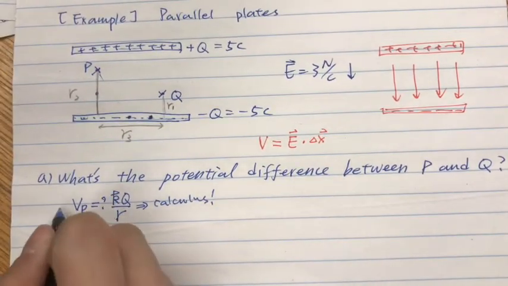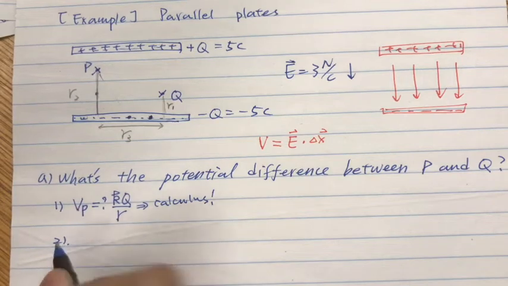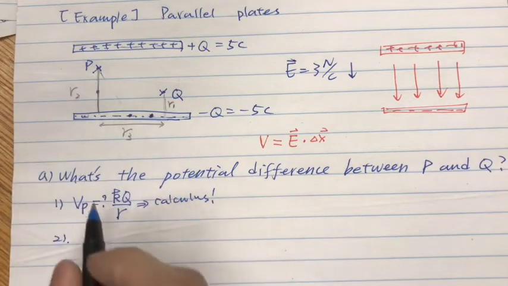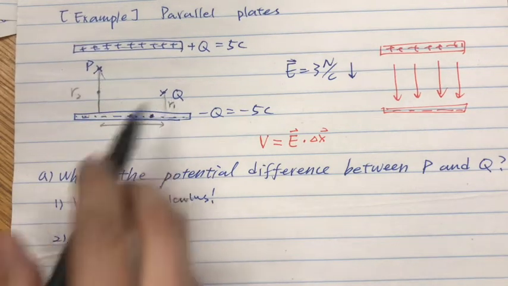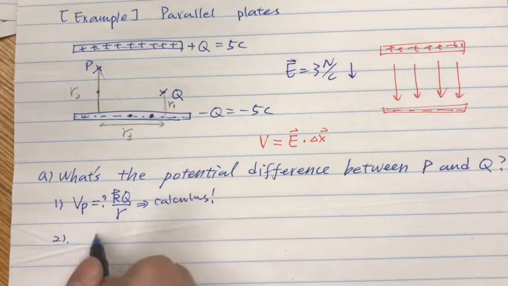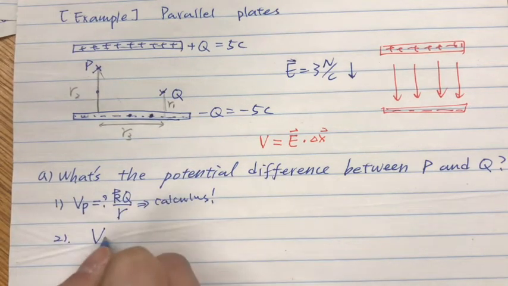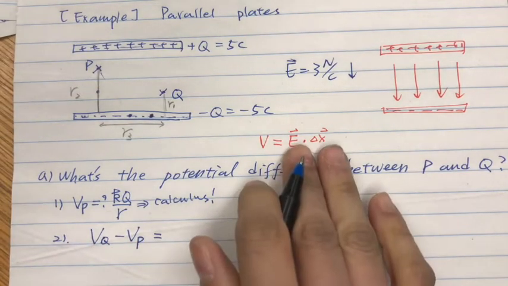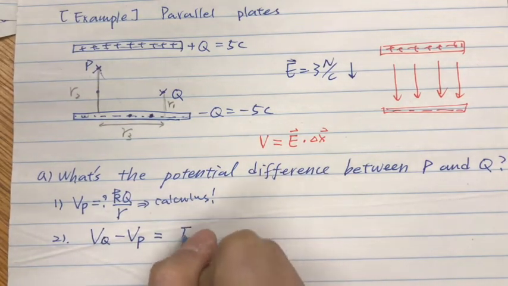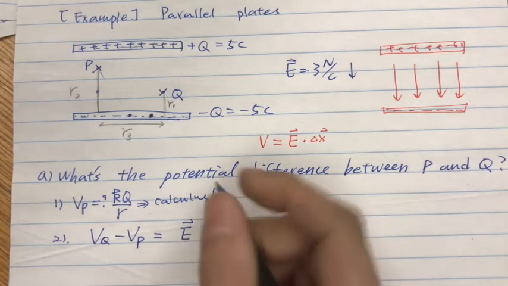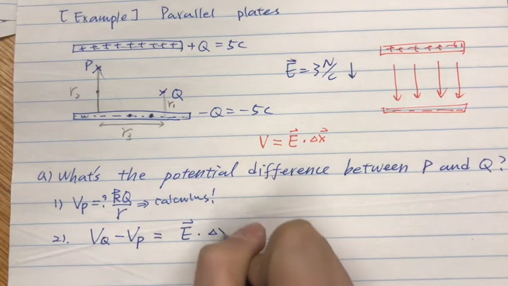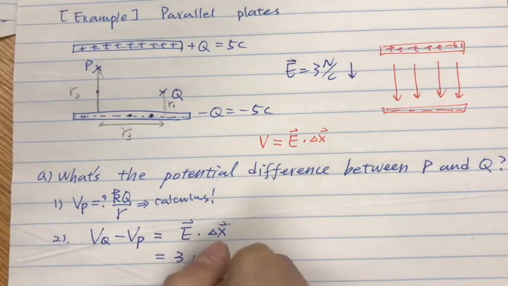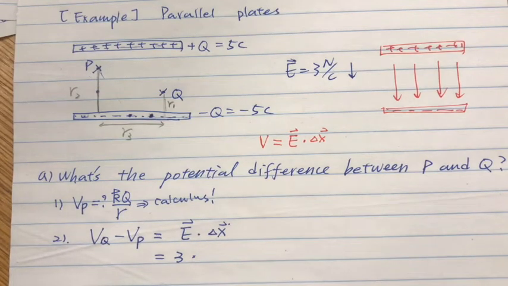So this is try 1 and try 2. In try 2, I want to use this idea. So instead of calculating this potential and this potential, I want to just calculate the potential difference between them together. And this potential difference will tell me that it is the E field times the delta X. E, we know it is 3. But the question is, what is the delta X in this case?